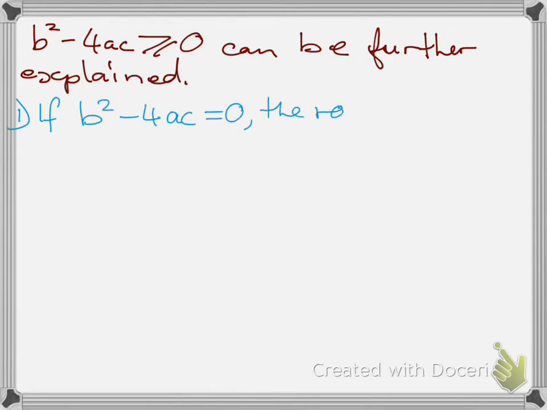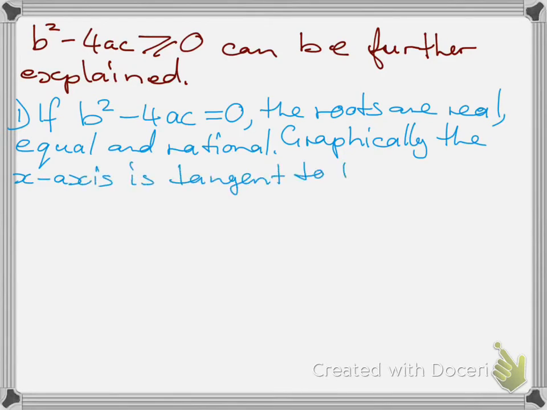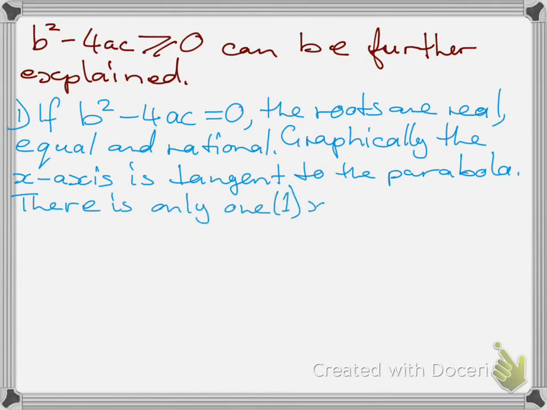In this case, the roots are real, equal, and rational. Graphically, the x-axis will be tangent to the parabola at the turning point. That means the graph will just touch the x-axis, so there is only one x-intercept. When you solve this quadratic, you see that it has two equal values, and those values are real, equal, and rational.